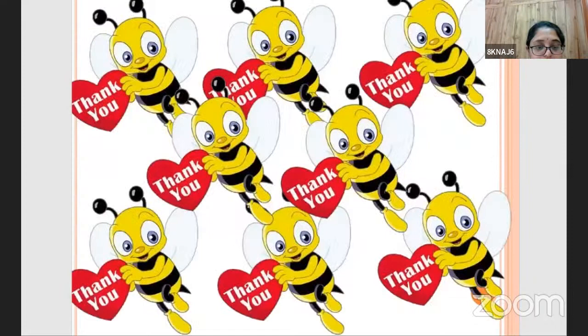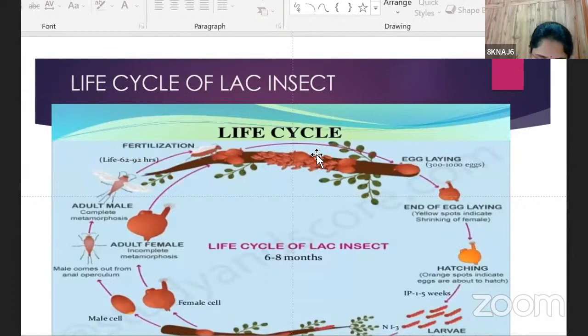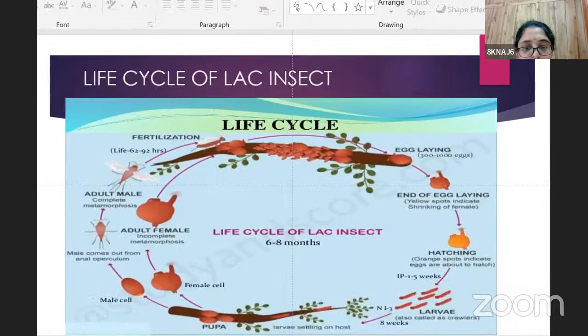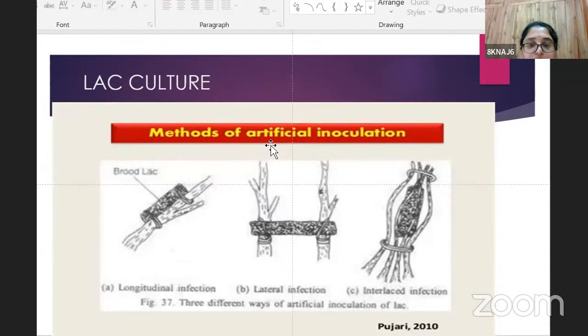Now I'll come back to the other slide, which is the life cycle of the lac insect. India is the biggest producer of lac, from Laccifer lacca, which produces the bulk of the lac. So this is how the life cycle of the lac insect is, basically. Egg, larval form to the pupal form. And then you have the male and female cells that come out, because of which you have adult male and adult female. Fertilization, and life is around only 62 to 92 hours. Once this is done, around 150 to 180 larvae are seen.